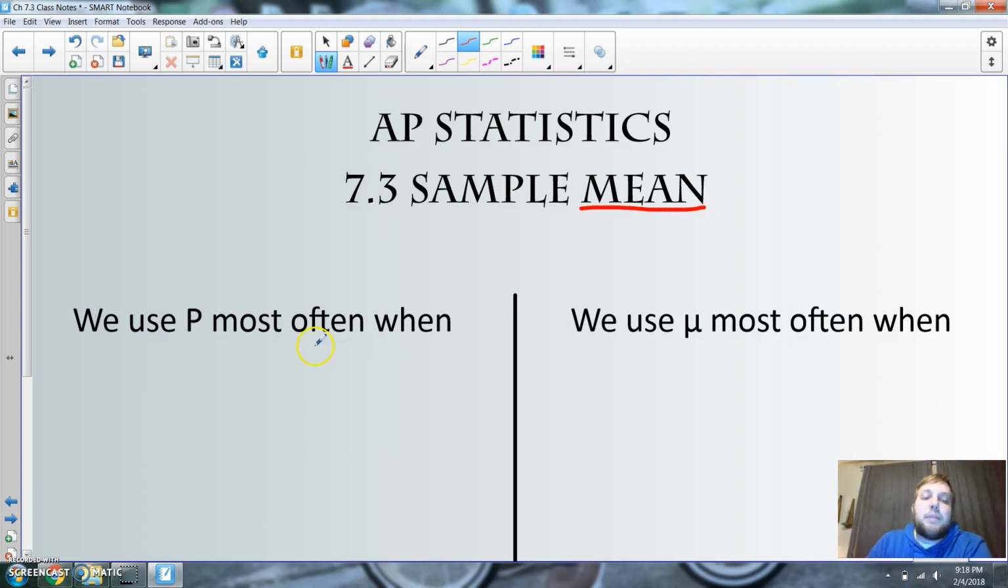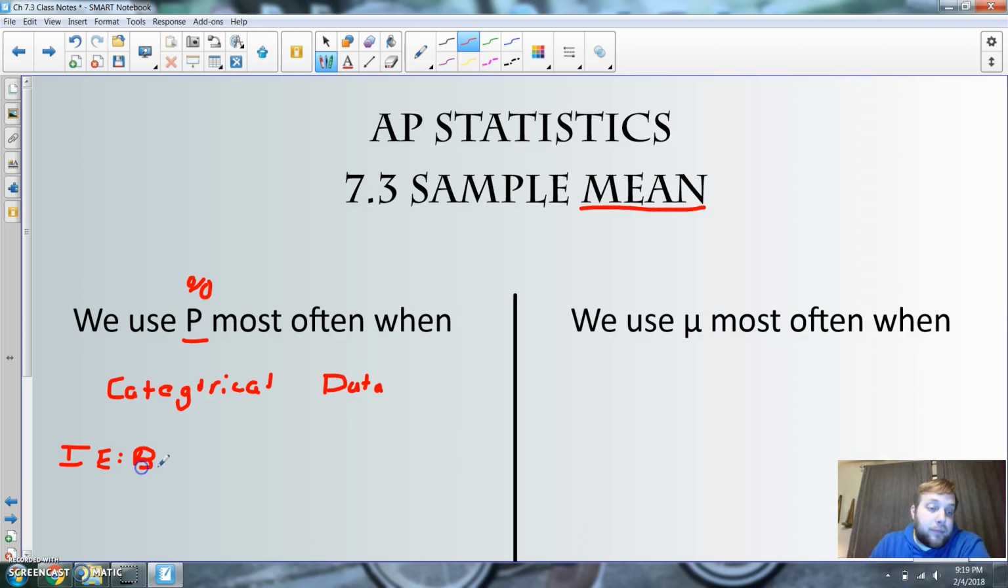So when do we use P, or percentages, most? Because P would be our proportion. When do I use proportions? Well, when we have categorical data. For instance, if you don't know what categorical data would be, here are some examples.